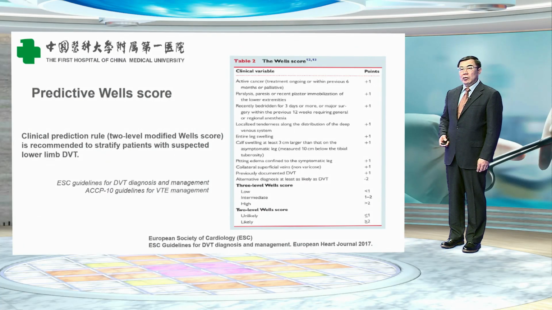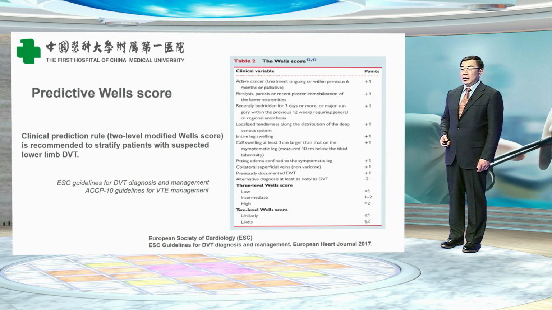Diagnosis. The Wells score is very useful for probability assessment of DVT, and the Wells score is recommended to stratify patients with suspected lower limb DVT.